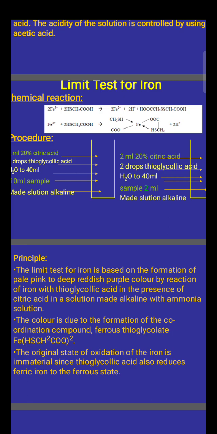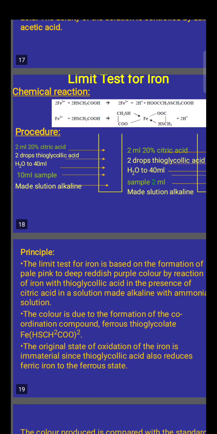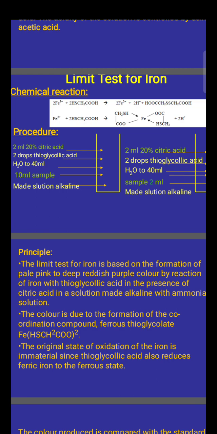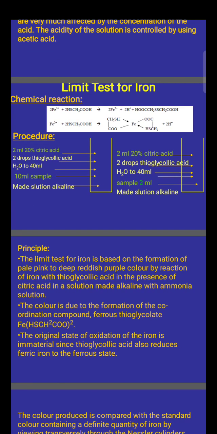In prior cases, we have seen colorless compounds, chloride and sulfate. Only white color turbidity we have seen. But in this limit test, there is a special case. Here, instead of white color, there is a reddish purple color complex between metal and ligand. And just by observing the intensity of the colors of both of the solutions, standard and test, we just have to give our result.